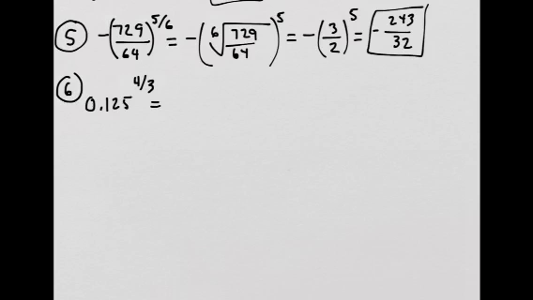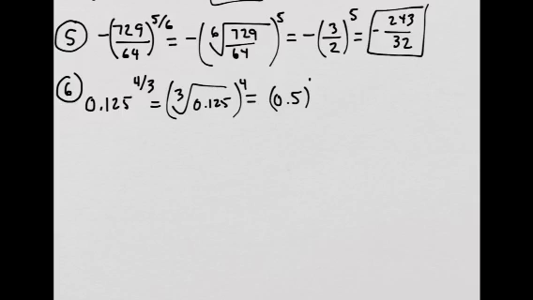Okay? So number 6, we're going to take the cube root of 0.125 and then raise it to the 4th power. So cube root of 0.125 is 0.5. And then now we're going to raise it to the 4th power. So 0.5 to the 4th is 0.0625.